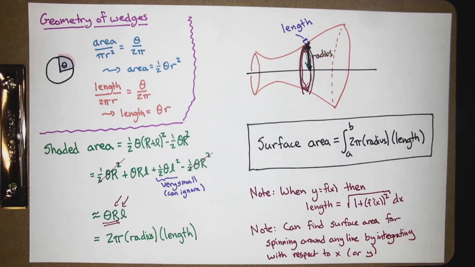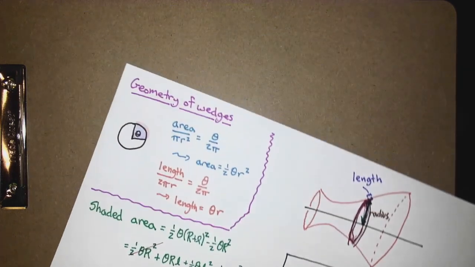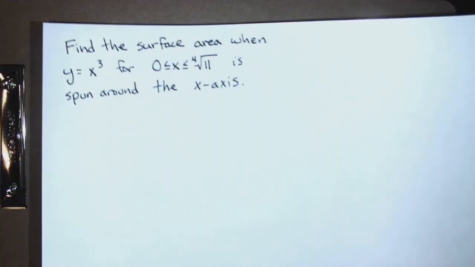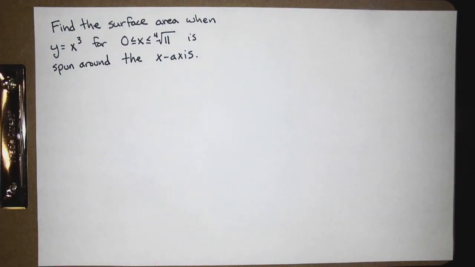Anything else? All right. Do an example. Good times. Find the surface area when y equals x cubed, where x goes from 0 to the 4th root of 11, is spun around the x-axis.